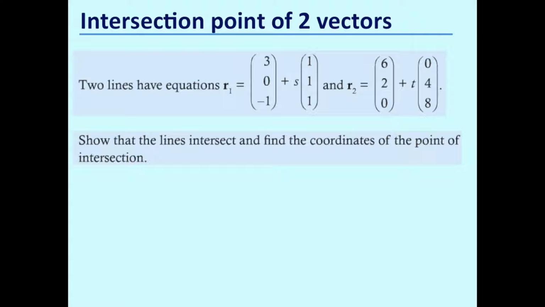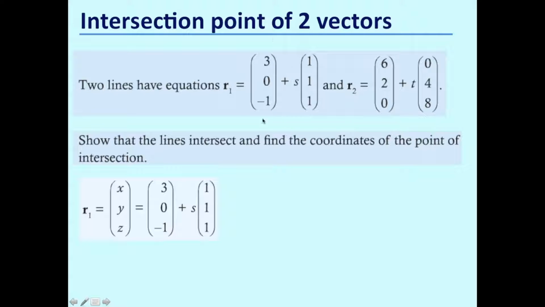Here we have the vector equations for two lines R1 and R2, and we're asked to show that the lines intersect and to find the coordinates of the point of intersection. So, in this instance, we know, or we're looking to show, that they do actually intersect. So if they do intersect, we can work on the rationale that there will be a point such that the x coordinates for this line and the x coordinates of this line will be shared, and that's going to be the same for y and z.